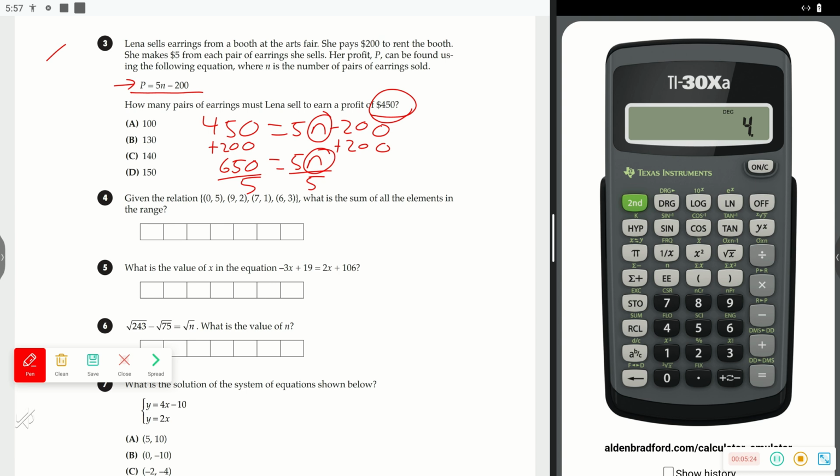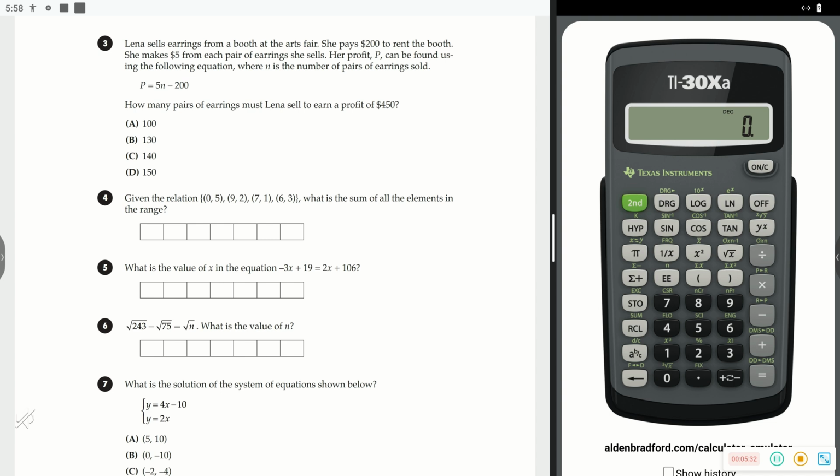And then 650 divided by 5, we're going to have to punch into the calculator. So 650 divided by 5. I'm just going to turn it off and then back on. 650 divided by 5 equals 130. So the answer was n equals 130. So the answer was B. Again, I'm not quite sure why the red is clearing whenever I use the calculator, but it doesn't seem like it's a big problem.